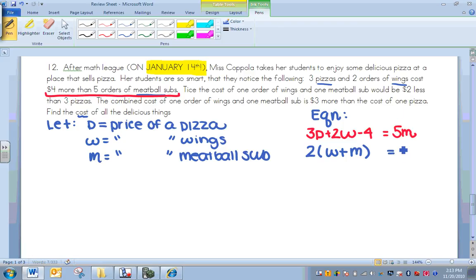So I've got 3 pizzas here. And if it's $2 less than this, I'm going to add 2 here, right? So if I add $2 for it, that equals the price of 3 pizzas. Okay, now the last one. The combined cost of 1 order of wings and 1 meatball sub, so wings plus a sub, is $3 more than 1 pizza. So minus 3, right?